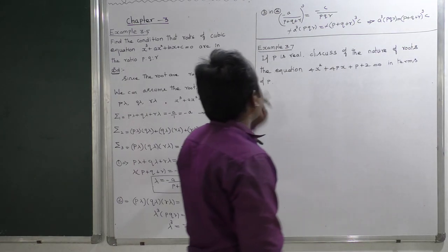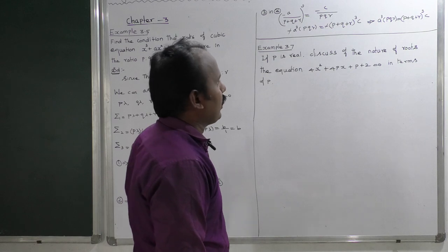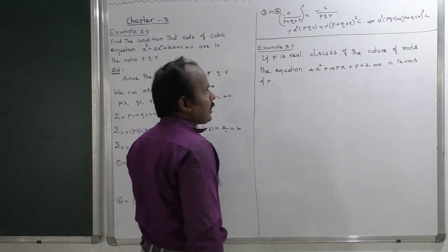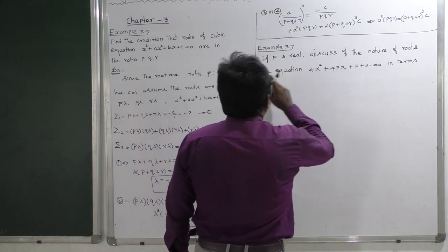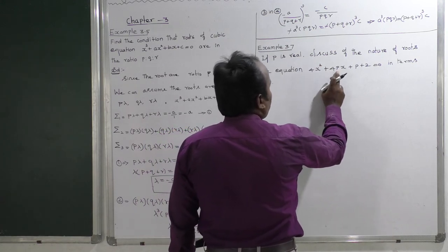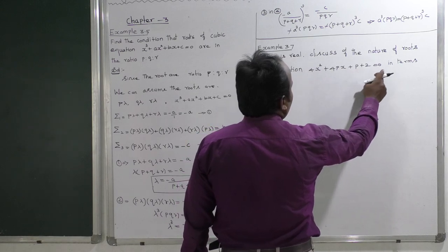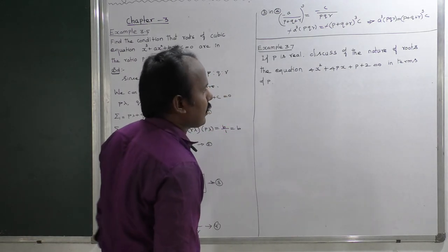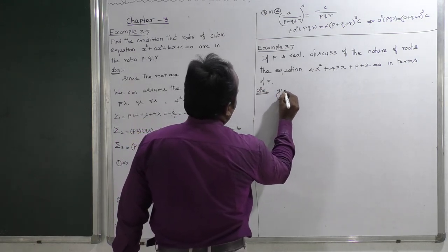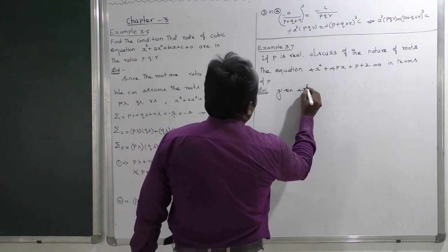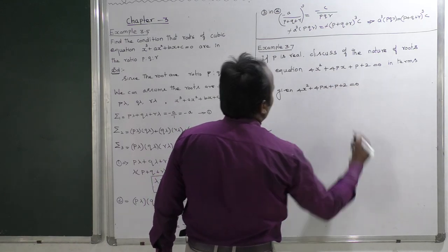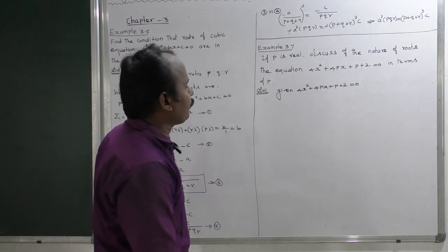The next one, example 3.6, is in a separate video. Now, if p is real, discuss the nature of the roots of the equation 4x square plus 4px plus p plus 2 equal to 0 in terms of p.